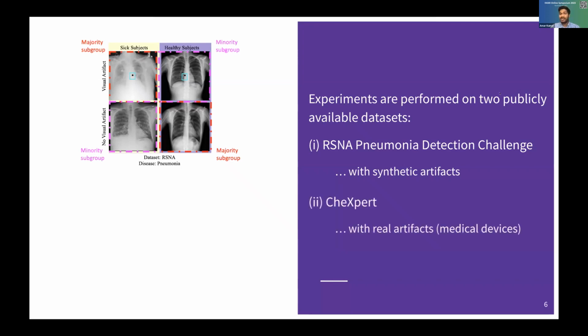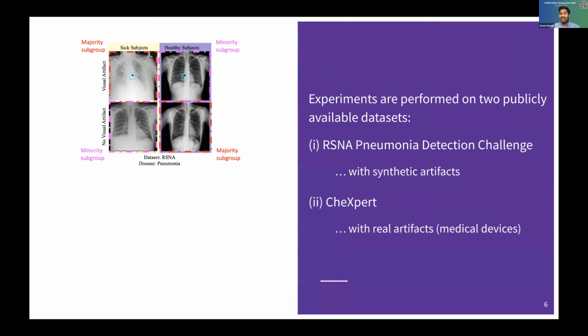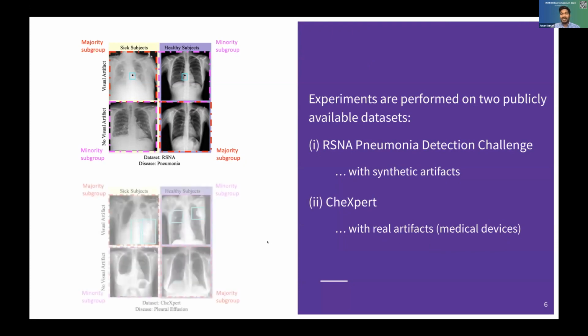And we also try to show our results on CheXpert, which is the popular medical imaging X-ray data. In that case, we deal with real artifacts, which are the medical devices in these contexts. An example of how the data set looks is shown on the right side.